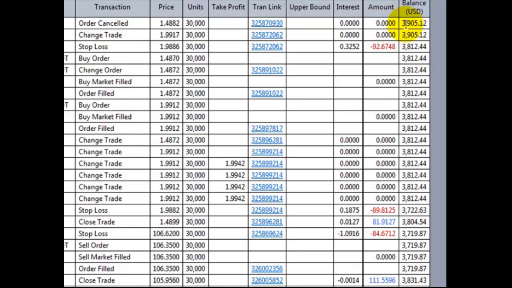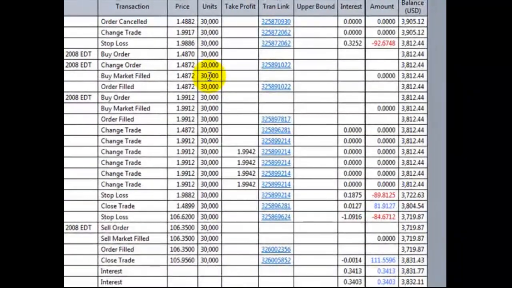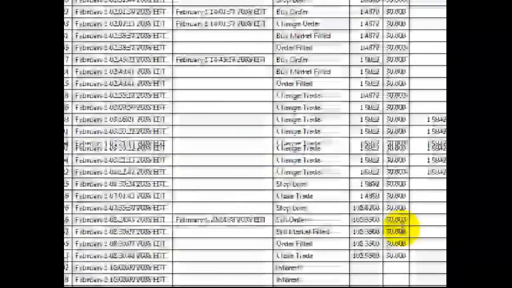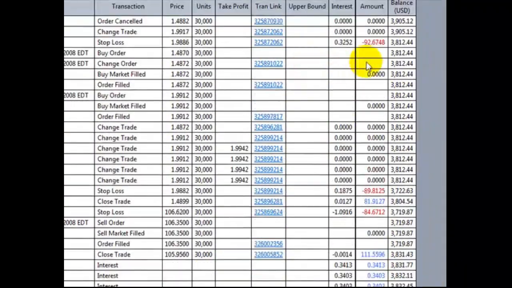What I want to talk about now is the leverage applied versus the account balance. You can see that the account balance here at the start of February is $3,905.12, and what I've applied here is a leverage of 10 to 1. In fact, this moves up to a $40,000 lot size, and I forgot to change that as the month started, but let me explain that to you.